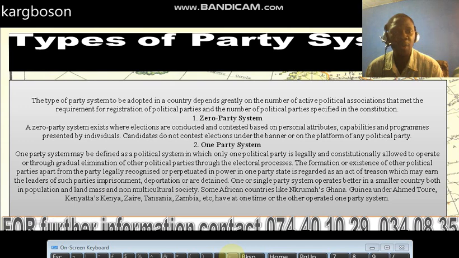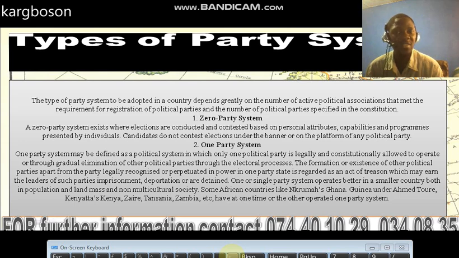as zero party system. For instance, in Sierra Leone, the constitution made provision that you must be a member of a political party, so they cannot allow independent candidates to contest the election for presidency, even though they can allow it for honorable members of parliament. But when it comes to the presidency, they will not. So therefore, you cannot expect to have a zero party system there.